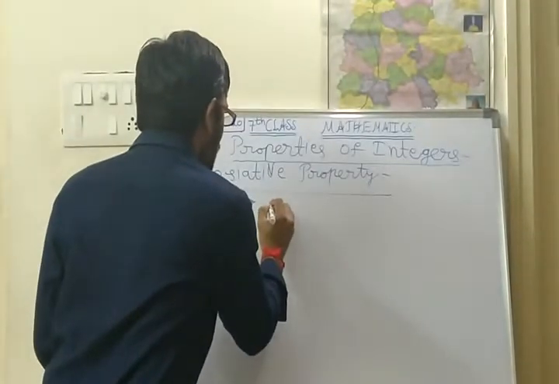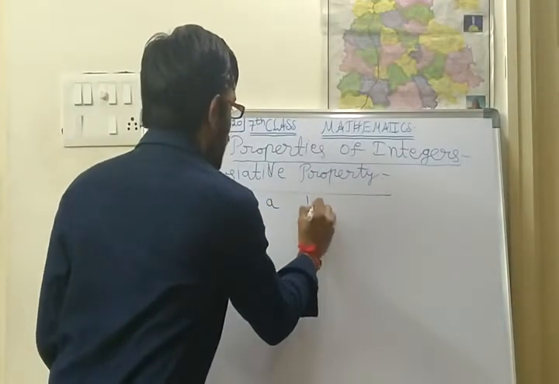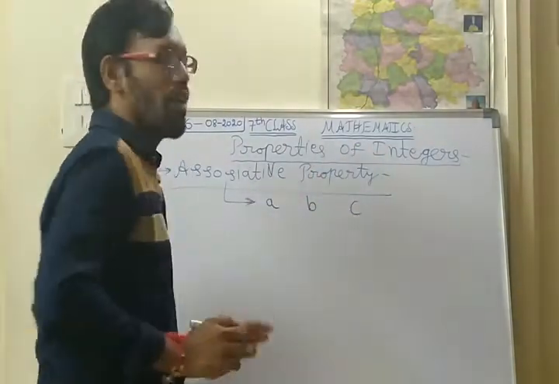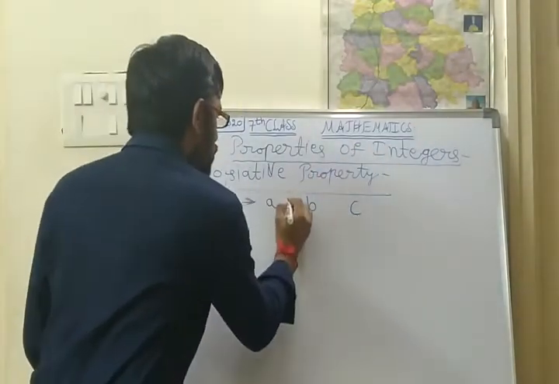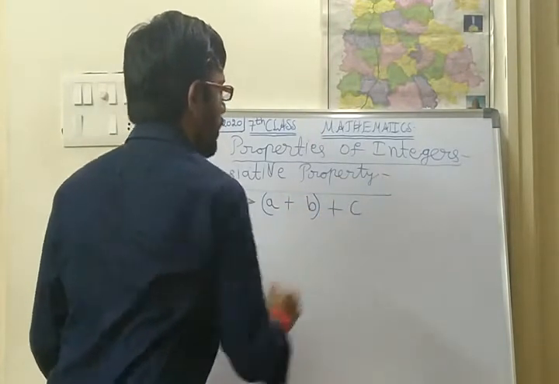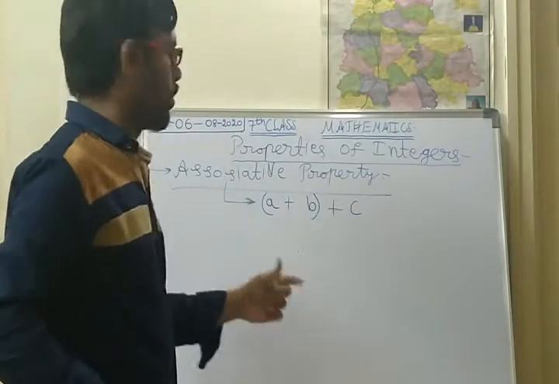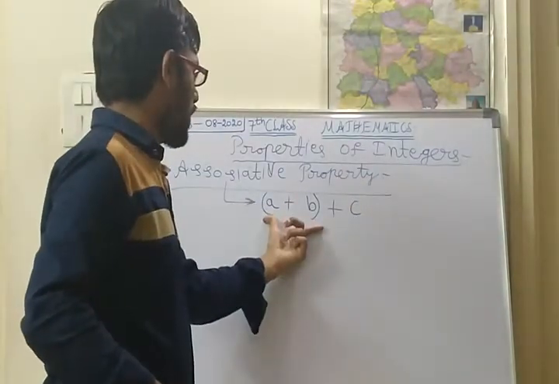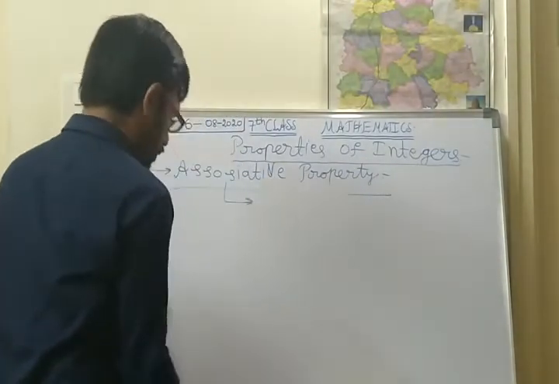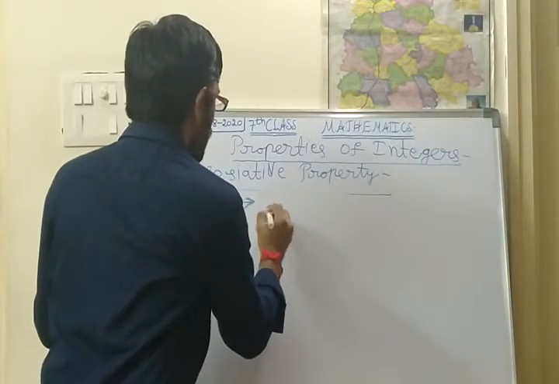Suppose there are three integers, A, B and C. I am adding these three integers. How? First of all I am adding A plus B plus C. So I have taken two numbers. Instead of this one, I will explain like this. So I am taking two numbers.